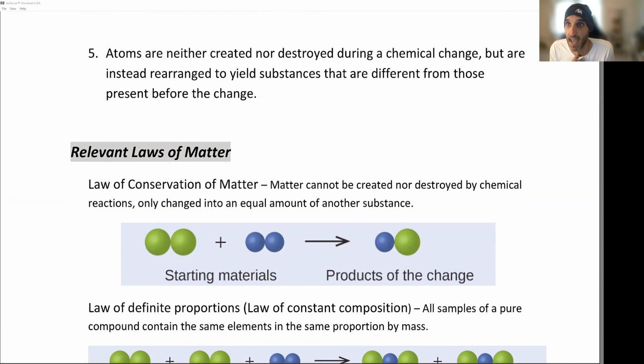And then finally, he said atoms are neither created nor destroyed by chemical change. And that's the important phrase here, chemical change. Atoms are neither created nor destroyed by chemical change, but are instead rearranged to yield different substances, which is exactly true. We rearrange these things to form different substances. We do know that atoms can be created or destroyed. We have fusion, we have fission. So when we get into nuclear chemistry, that's different, but that's not really a chemical change.